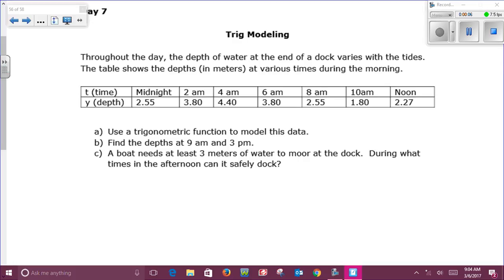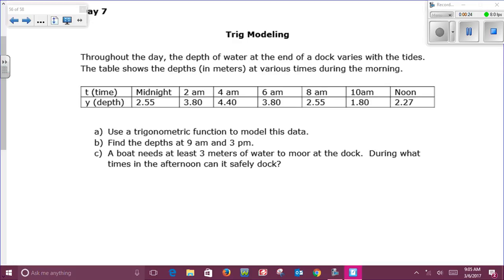Throughout the day, the depth of the water at the end of a dock varies with the tides. The table shows the depth in meters at various times during the morning. Use a trigonometric function to model this data. Find the depth at 9 a.m. and 3 p.m. A boat needs at least 3 meters of water to moor at the dock. During what times in the afternoon can it safely dock?